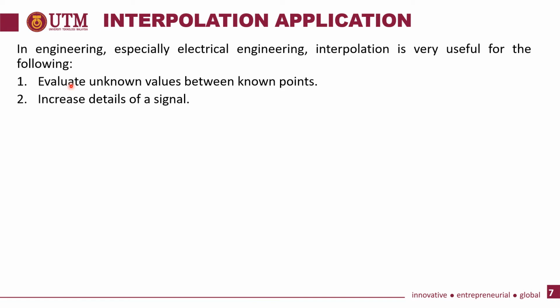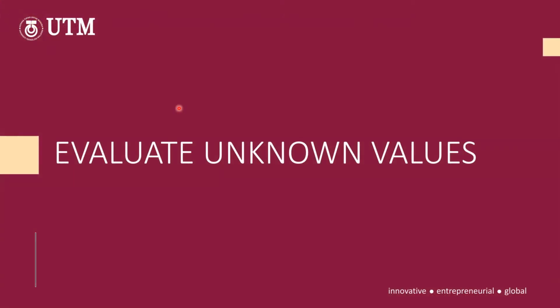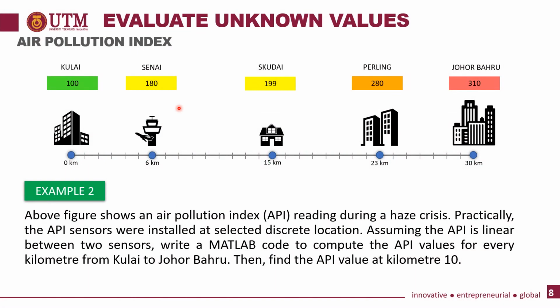So next is increased detail of a signal. If you have a signal lacking some details, what you must do is some interpolation. But you must remember that you need to use an accurate interpolation so that you will be able to preserve or improve your signal accurately. Alright, so next, we'll take a look at some examples of interpolation. The first example is to evaluate unknown values. Let's take a look at example number 2.